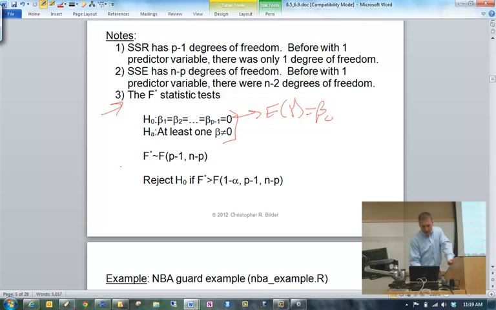This F star, if you think of it as a random variable, has an F distribution with p minus 1 numerator degrees of freedom and n minus p denominator degrees of freedom. Again, in chapter 2, this p minus 1 was just 1. Now, since we have more than one predictor variable, now it's p minus 1. And we simply reject H0 if F star is large, subject to the F distribution. Well, why do we do that? It goes back to the demonstration I gave you in chapter 2 for why we do that.